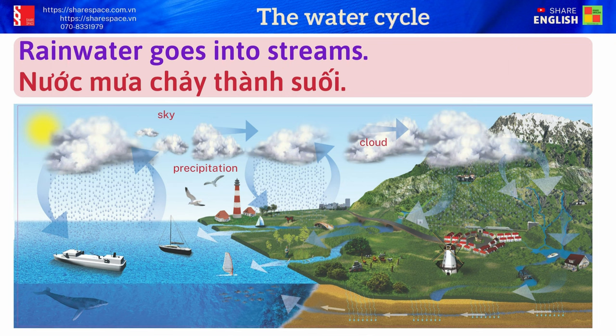Rainwater goes into streams. Stream water goes into rivers.